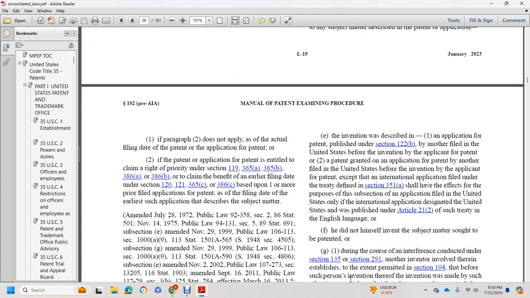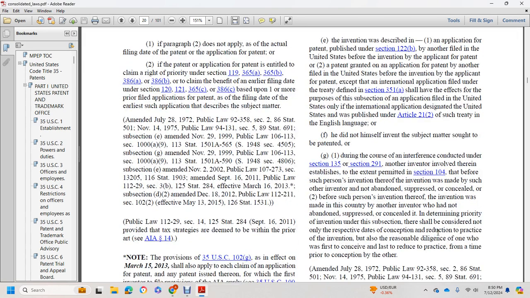E. The invention was described in 1, an application for patent published under section 122B, by another filed in the United States before the invention by the applicant for patent, or 2, a patent granted on an application for patent by another filed in the United States before the invention by the applicant for patent, except that an international application filed under the treaty defined in section 351A shall have the effects for the purposes of this subsection of an application filed in the United States only if the international application designated the United States and was published under Article 21.2 of such treaty in the English language. F. He did not himself invent the subject matter sought to be patented.